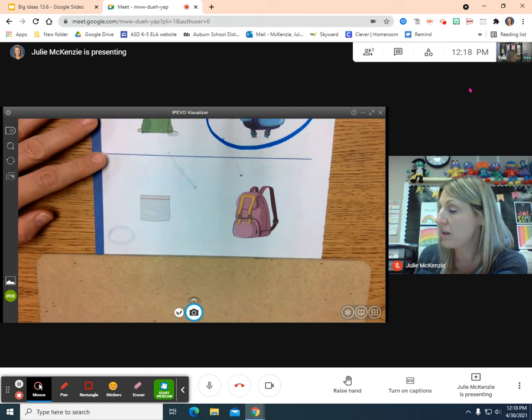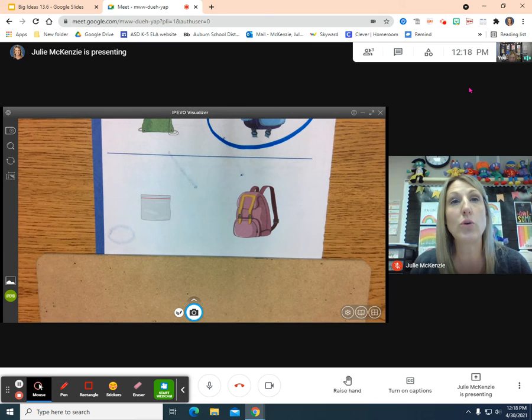All right, now what about this? If someone was going to school, think about this. One of those bags will not hold enough school supplies to go to school. Can you circle the bag that is too small to hold all of the school supplies? Circle the bag that will not hold all that you need to bring to school.